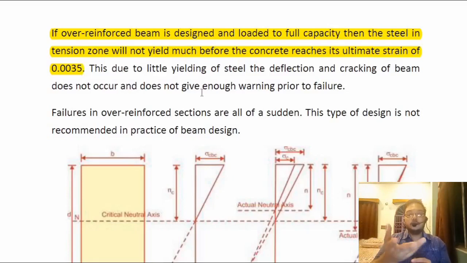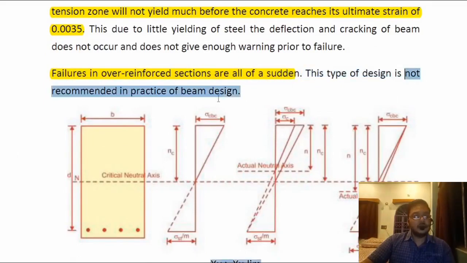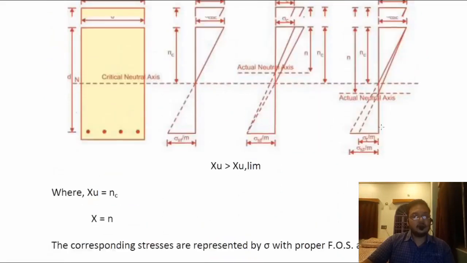But for the over reinforced section, we won't see any strain in the steel. So the concrete will be under strain and it will break suddenly. Failures in over reinforced sections are all of a sudden, as I told you, and this type of design is not recommended in the practice of beam design.